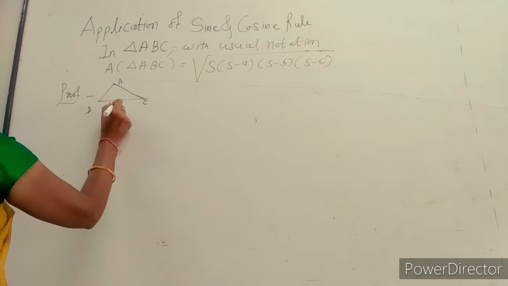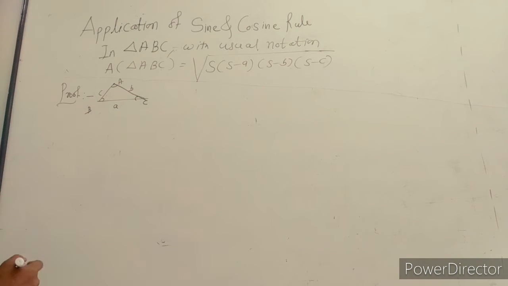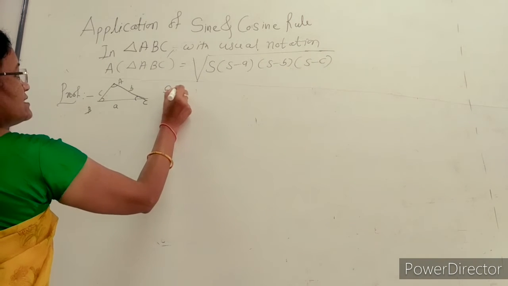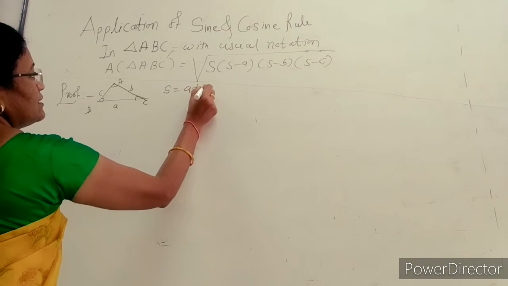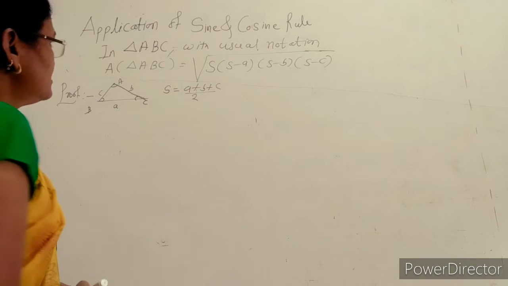So this side has length a, this is b and this is c, by taking opposite angles. Now again we take the result of s. So s is nothing but (a + b + c)/2, or you may take 2s equal to a + b + c.